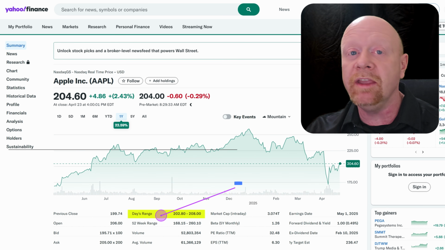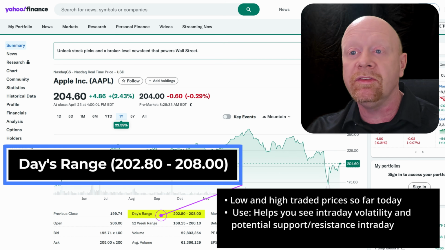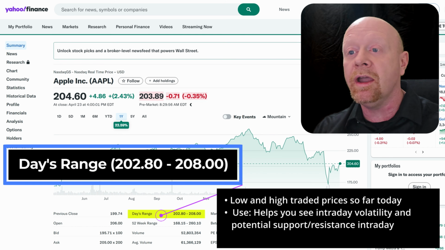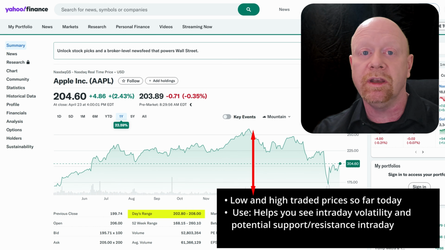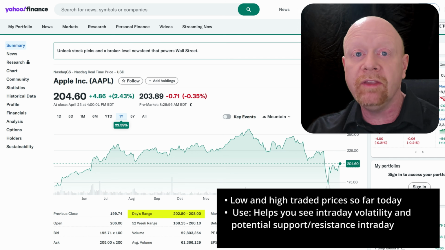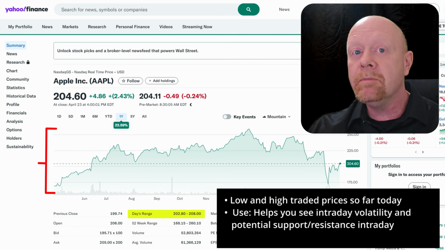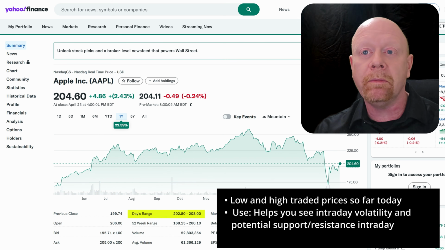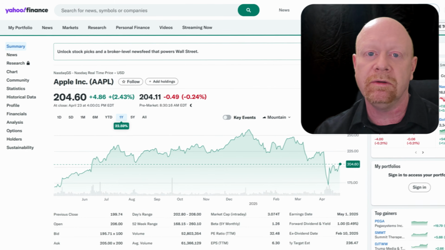Number 5, the day's range. You'll see it's 202.80 to 208. What this means is 202.80 is the low and 208 is the high trade price so far today. That's the range that the stock is trading for today. Why this is useful is it helps you see the volatility. So if you see a lot of volatility, maybe there's something going on with that stock. Whereas if the range is lower, it's probably trading and responding to usual market fluctuations. So nothing out of the ordinary that you really have to pay attention to.